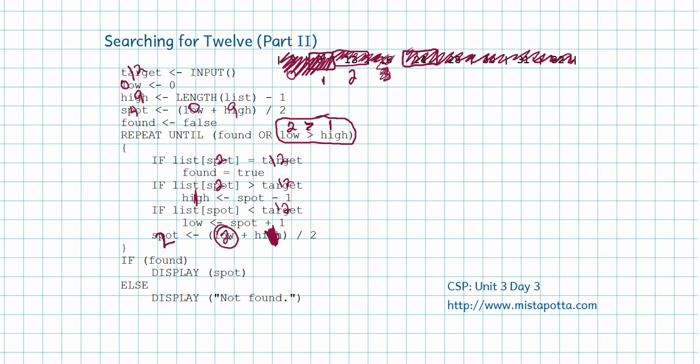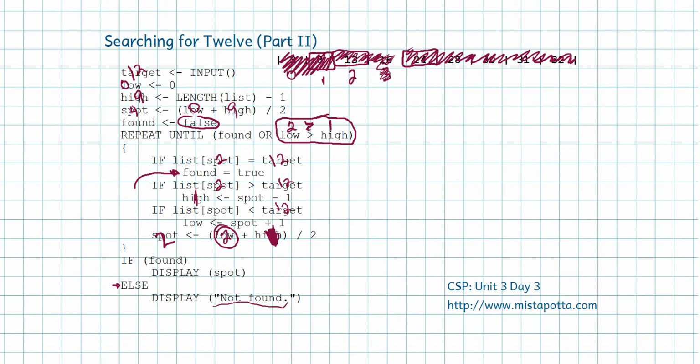Found stayed false. We never reached this one line of code, this one spot that would allow us to change found to true. So we have to drop to this else statement. This part's not true, this part is true, and we say that it's not found.